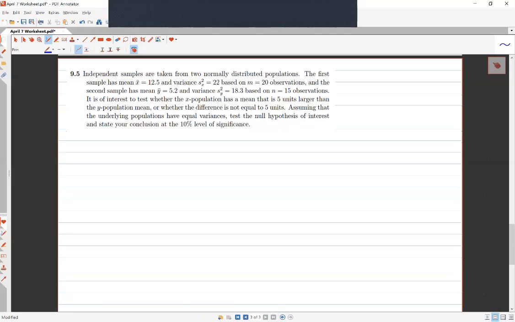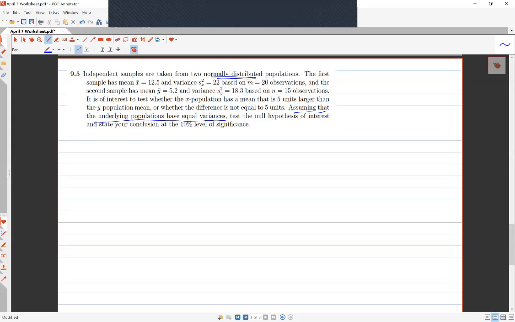Okay, so 9.5 should look very similar to 9.4. The main thing is that it doesn't have listed out steps asking you to do particular things. It just gives a problem setup and asks you to reach a conclusion at a certain level of significance. So in this case, the problem just says you have samples from two normally distributed populations. So we have assumed normality. We have our sample statistics. We are also assuming that the underlying populations have equal variances. That's a nice assumption to have because it allows us to do the pooling, things simplify a little bit.